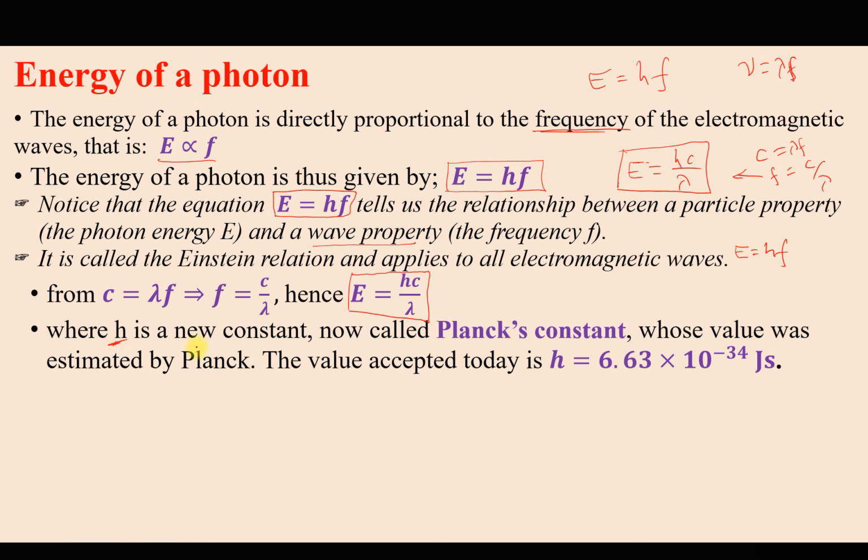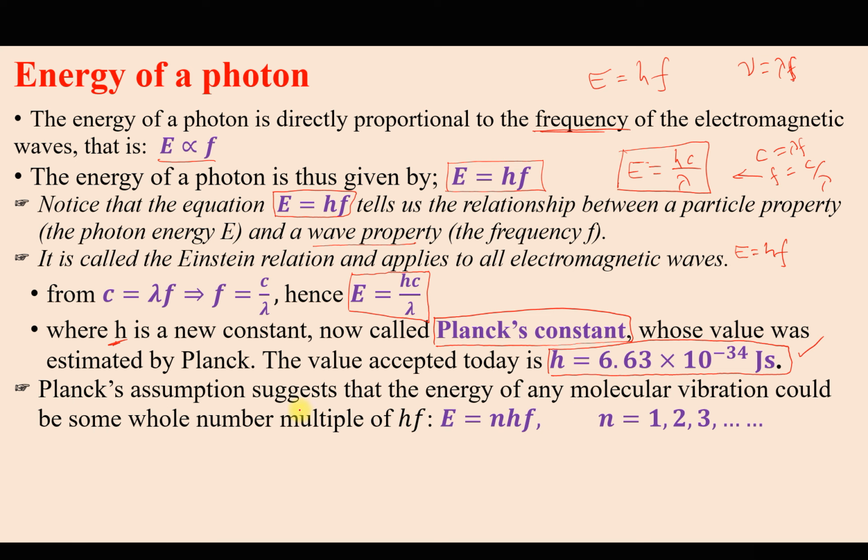H, as I've already mentioned, is called Planck's constant, named after Max Planck, whose value was estimated by Planck, and it is approximately 6.63 times 10 to the power of minus 34. This constant is always given in the list of constants in the exam. So H is equal to 6.63 times 10 to the power of minus 34 joule seconds, and is called Planck's constant.